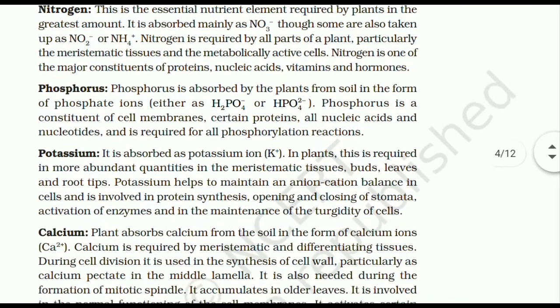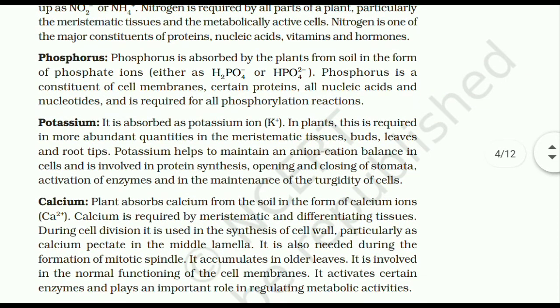Phosphorus. Phosphorus is absorbed by the plant from soil in the form of phosphate ions, either as H2PO4- or HPO4 2-. Phosphorus is a constituent of cell membranes, certain proteins, all nucleic acids, and nucleotides and is required for all phosphorylation reactions. Potassium. It is absorbed as potassium ion.